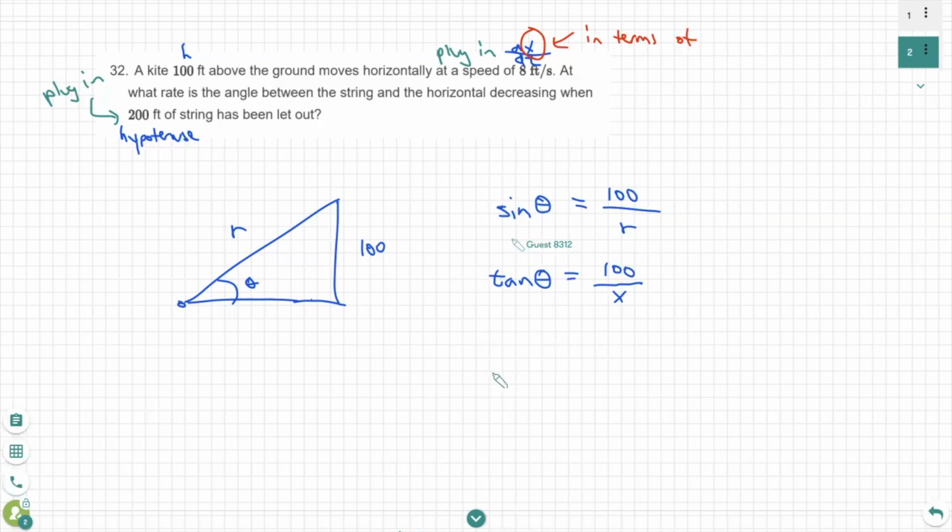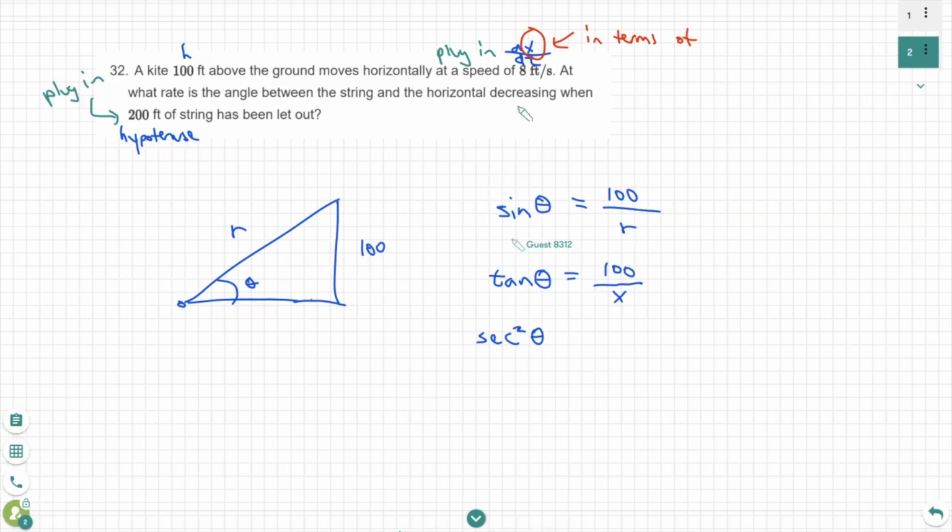So then, what do you do? So now we have to differentiate it. The derivative of tan theta is secant squared theta. Say it again. The derivative of tangent is secant squared. Yeah, secant squared. Okay.